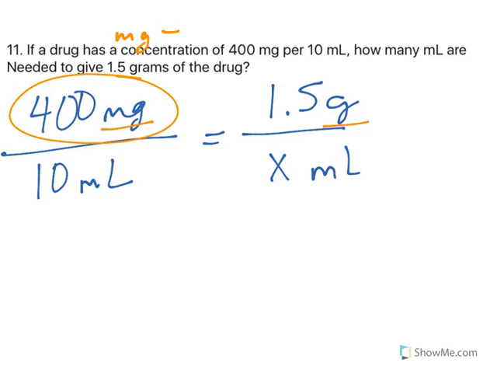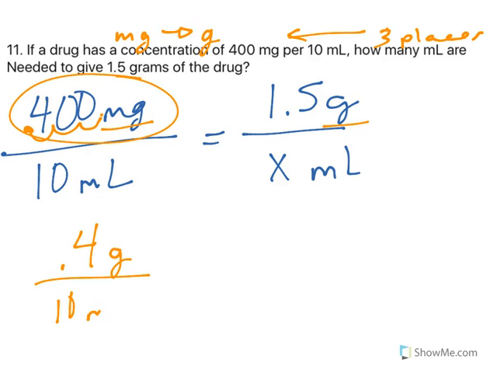So milligrams to grams means I'm going to go left 4 places. Why did I put 4? It should just be 3. Oh, goodness. I need to go to sleep. It needs to go left 3 places. Milligrams to grams is left 3 places. 1, 2, 3. So this is really 0.4 grams to 10 milliliters as 1.5 grams is to how many milliliters?